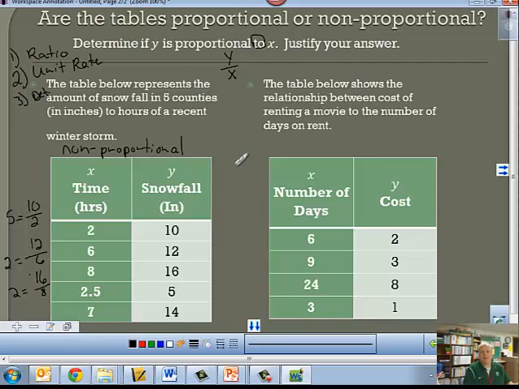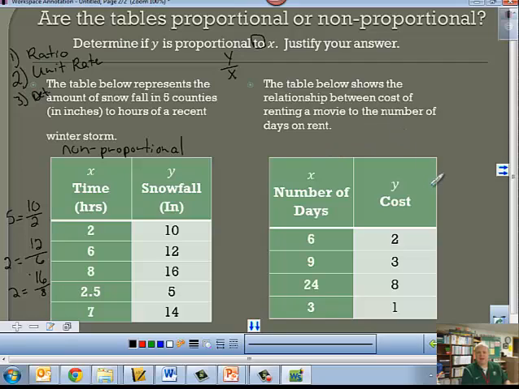Okay, let's look at the next problem. It says this table shows a relationship between the cost of renting a movie to the number of days on the rent. Well, this is the day and age when we actually rented movies. Well, we don't do that a whole lot. Well, we do with Redbox, I guess. So let's go ahead and look.